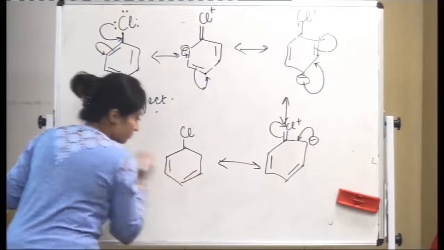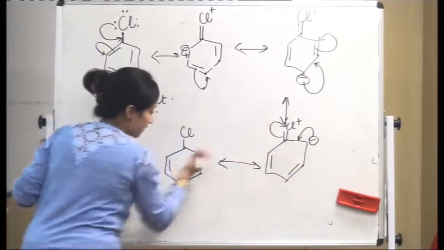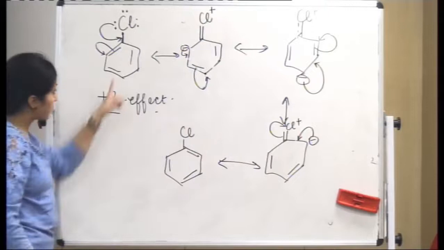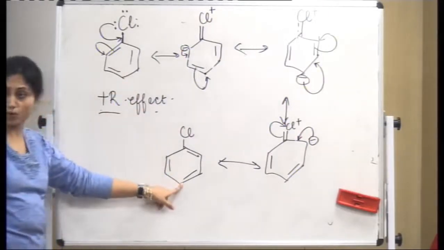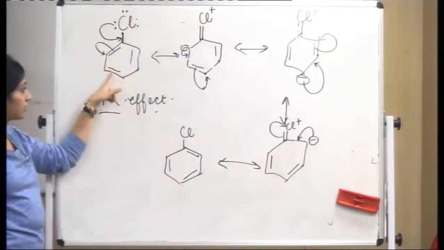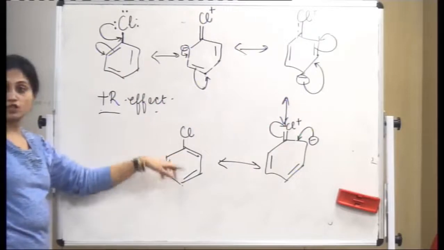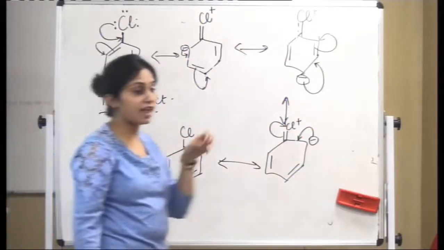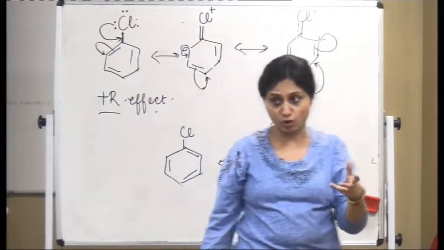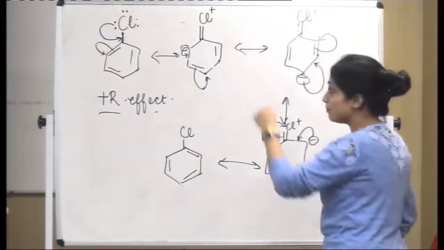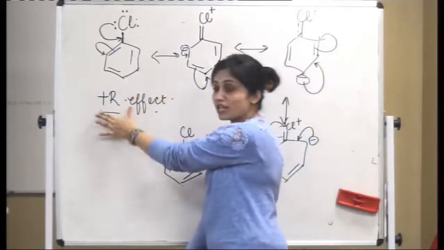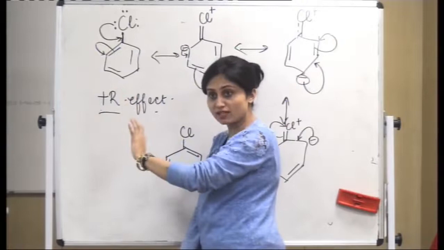These two bonds we did not touch, and the negative one made a double bond here. And we have seen that there is alternation of bonds now. Bonds were earlier here, here, here, now they are shifted. So there is the resonance effect, and the chlorine has donated the electron density towards the benzene ring. This is known as plus R effect. So chlorine is showing plus R effect.